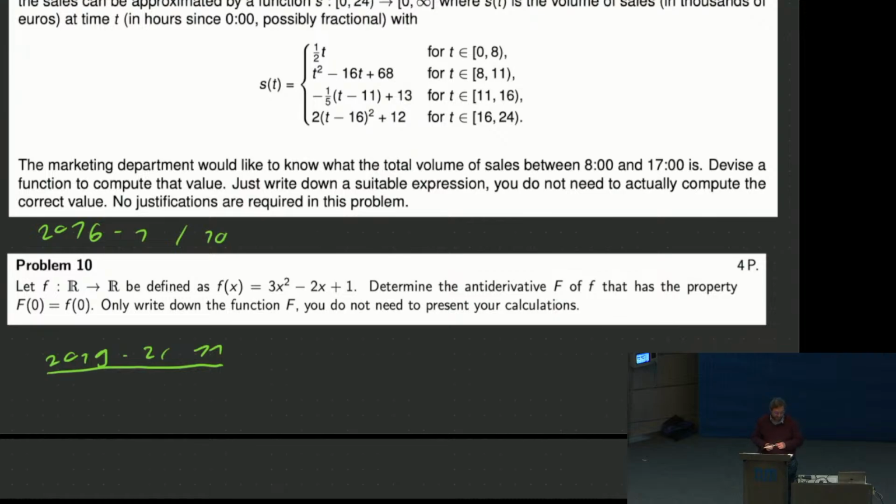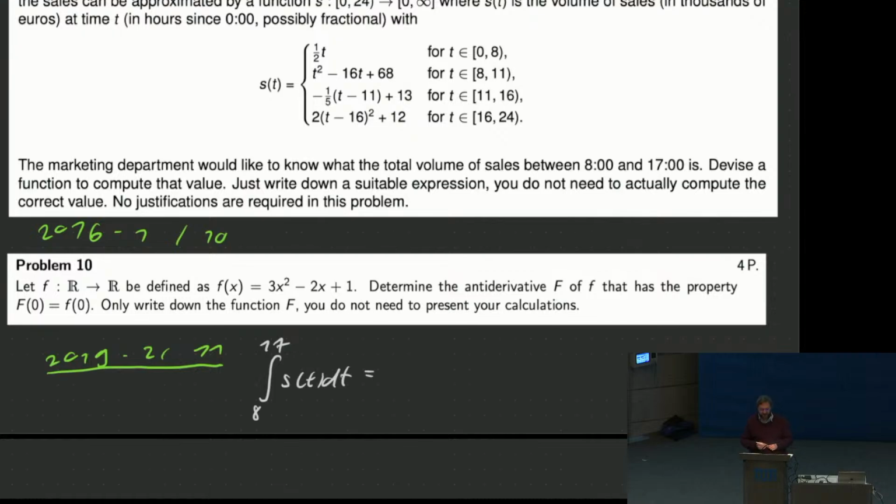Basically, what I want to see is you understand what this means and you understand how to use this to compute a total volume. So basically, we need to sum up over all the sales that happened between 8 o'clock and 5 o'clock. This is a continuous function, so we can't just sum it up. It's no discrete points in time. So what we would do, of course, is compute the integral over that function from 8 o'clock to 5 o'clock. You compute the integral from 8 to 17 of s of t dt.